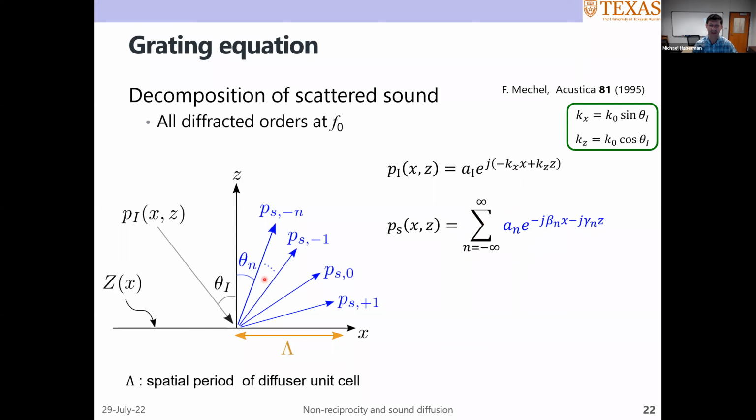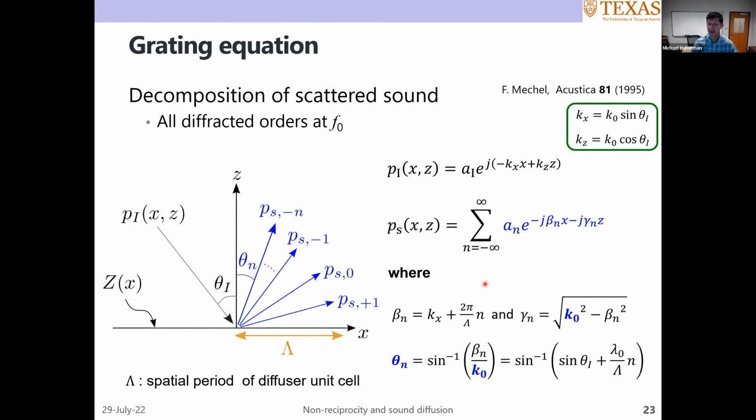Now the scattered field, depending on frequency, will consist of the specular reflected mode at order 0, and then different diffracted orders at the exact same frequency, plus and minus 1. The total scattered field is the sum of all of those, where we have a different amplitude for each, and a different direction defined by beta and gamma.